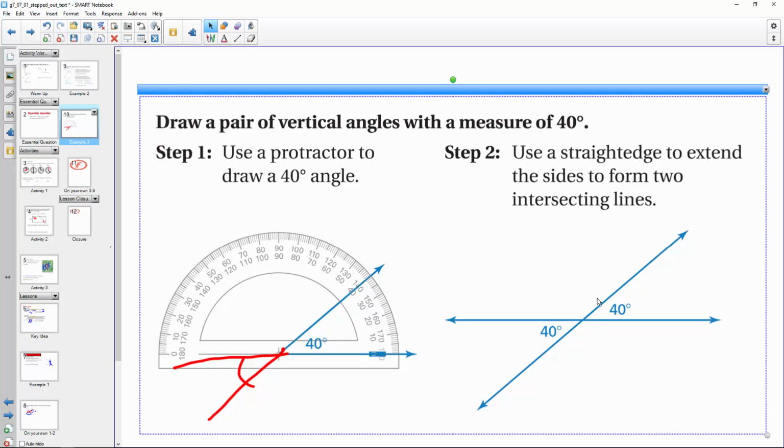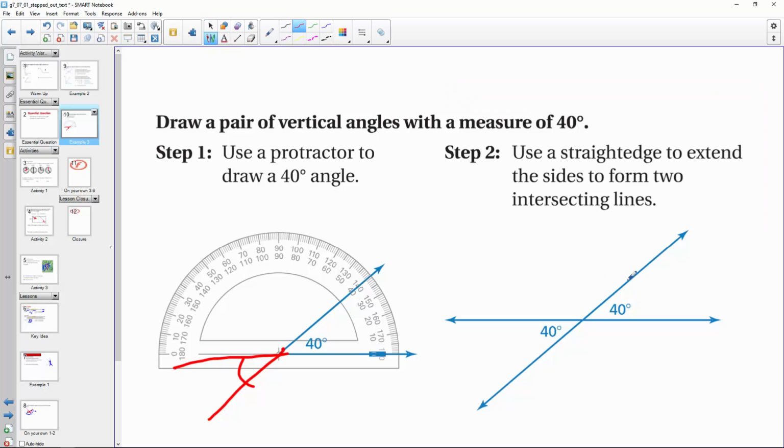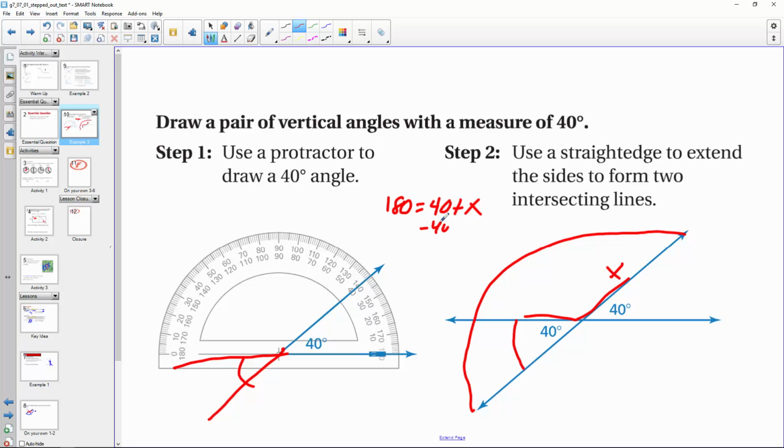Of course, if I want to find out the angle measurement from here to here, I can just look at this line and know that from here all the way around is 180 degrees. If this is 40 degrees, I would take 180 equals 40 plus x, where this is x, right? And I'm subtracting 40 from both sides, and I'll have x equals 140.